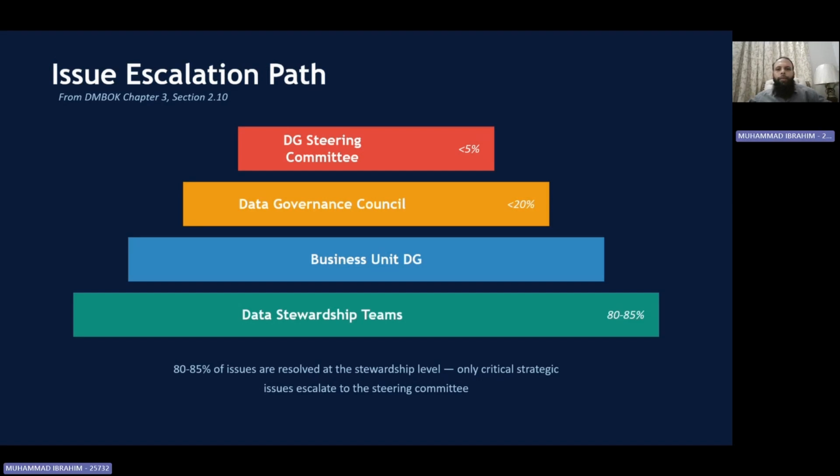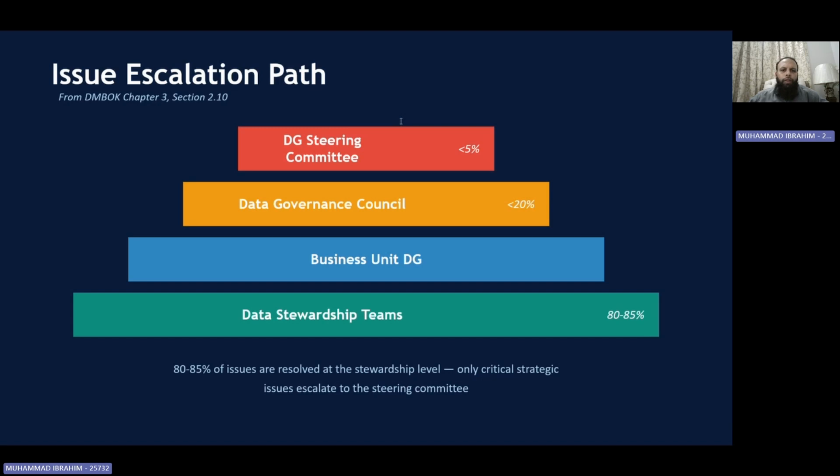Now, here is something really practical. When a data issue arises, say there is a conflict about who owns a particular data set and a quality problem that needs resolution, it does not go straight to the CEO. According to the DMBOK, 80 to 85% of all data issues are resolved at the data stewardship team level. These are the people closest to the data, and they can handle most day-to-day issues themselves.